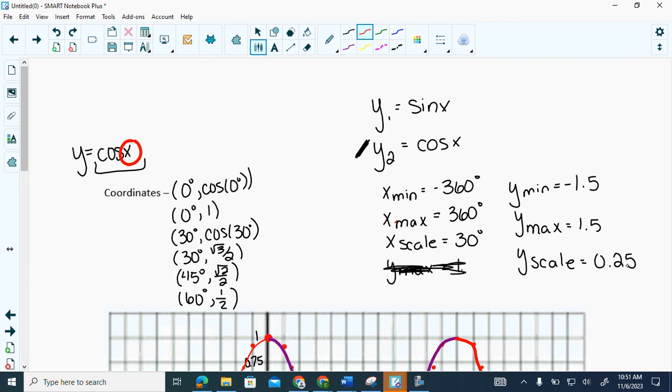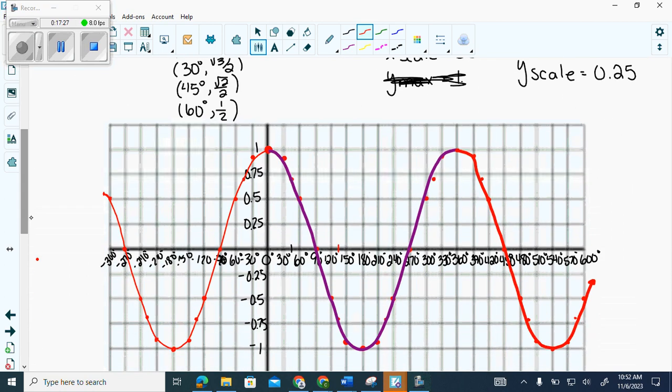And plug it in. In front of you, you have a sine x graph and a cos x graph. So you have something that looks like this is a cos, and then you also have a sine on there.